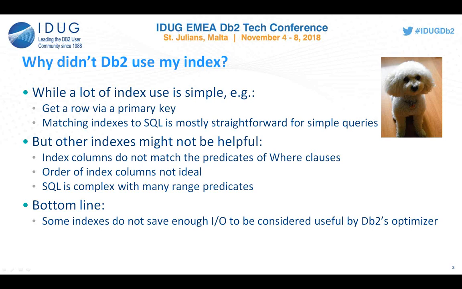Let's get into the question of why didn't DB2 use my index? Well, many index uses can be simple. You can look at primary keys, and that's a column equals your primary key, which means you're either going to get one row back or you're not if that key is not there. Matching indexes to SQL is generally fairly straightforward, and people see how to do that. But other indexes might not be helpful. You end up with a situation where the index columns do not match the predicates in a where clause, the order of the index columns is not ideal, and there's complex SQL with many range predicates.